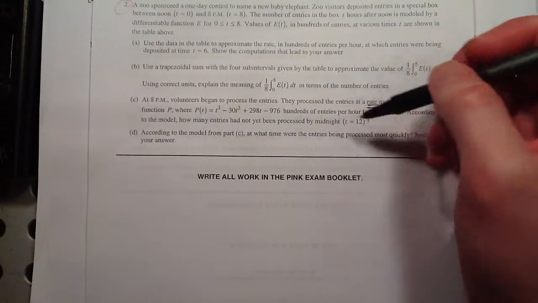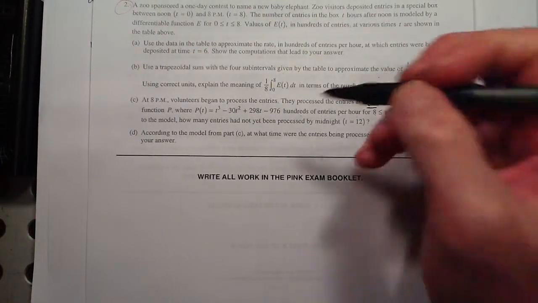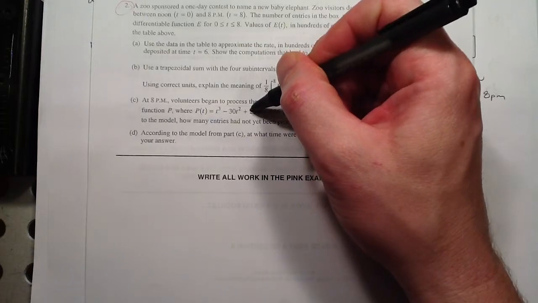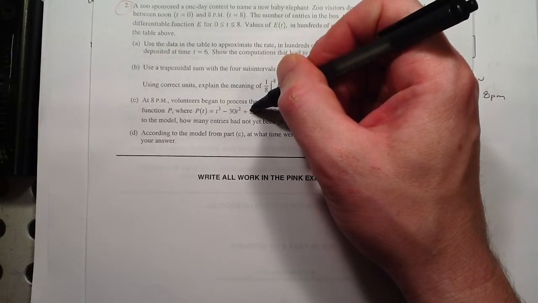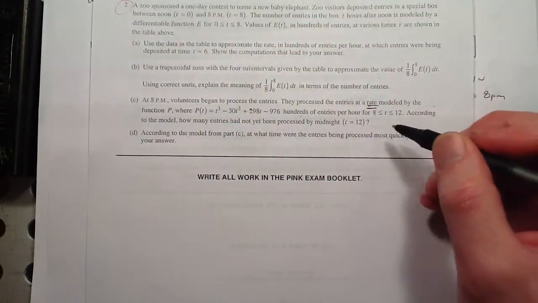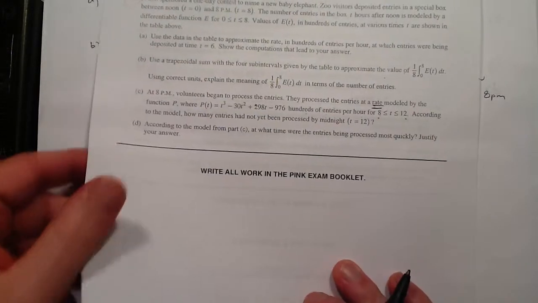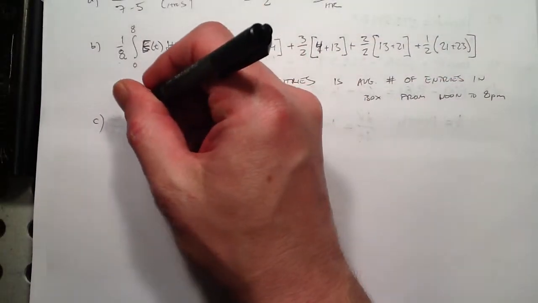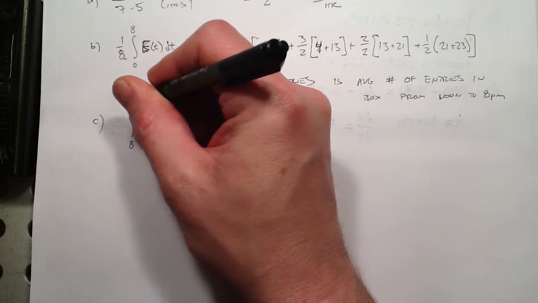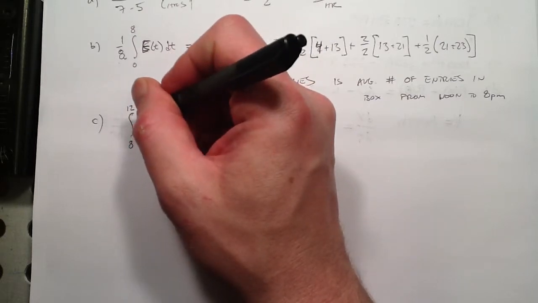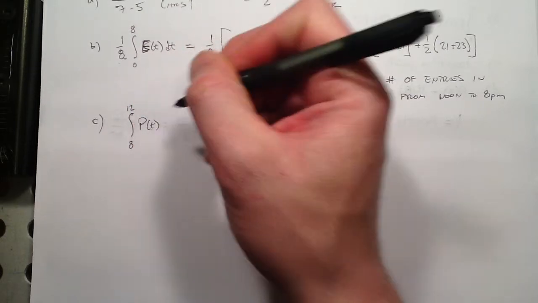Well, if we want to know how many were processed, then since this is a rate, and we want to know the actual number of stuff, the number of things, we need to take the integral of that from 8 to 12. So we want to do the integral from 8 to 12 of the P of t function.